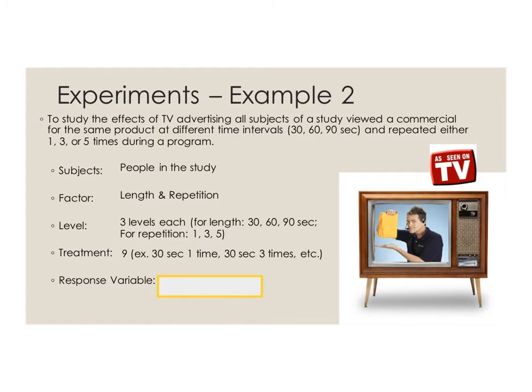Therefore, the number of treatments we have there are 9. For example, you have 30 seconds once, 30 seconds 3 times, 30 seconds 5 times, 60 seconds once, 60 seconds 3 times, 60 seconds 5 times, and then 90 seconds once, 90 seconds 3 times, 90 seconds 5 times. In our overall goal, if we want to watch some sort of commercial for a product, our end result is our intent to purchase.